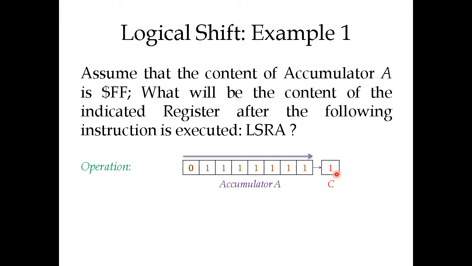If you are asked what the content of accumulator A is right now, your answer would be 7F. You see here 0, 1, 1, 1, that's my 7, and 1, 1, 1, 1, that is my F. So the new content of accumulator A is 7F after you are done with this instruction. Any questions?